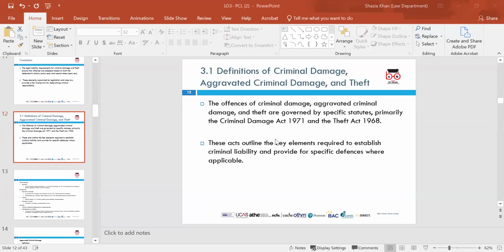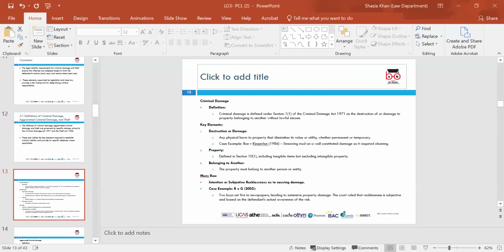Definitions of criminal damage, aggravated criminal damage. So criminal damage, as we said, is an act of damaging or destroying another person's property without a lawful excuse. Aggravated damage is when the damage is intended to endanger someone's life. So we're looking at criminal damage.